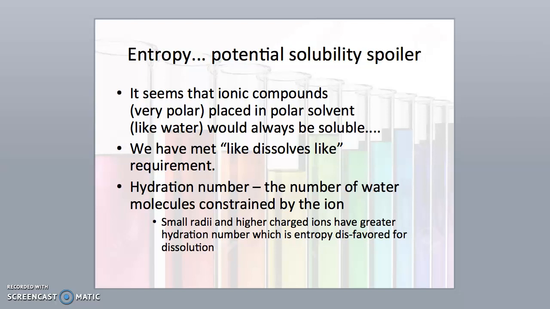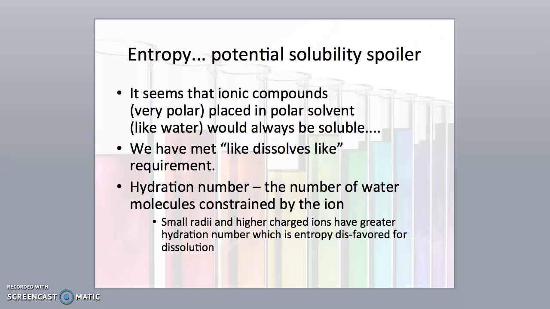Just something kind of interesting, if we look at ionic compounds, we've got a metal and a non-metal. They're very, very polar. They're so polar that the metal just gives away the electron to the non-metal. So you would think that these would always be soluble, like dissolves like. And if you remember back in Chem 111, we had our solubility chart for aqueous solutions, and not all ionic compounds were soluble. And this comes down to a thing called a hydration number. The hydration number is the number of water molecules that are constrained by the ion.